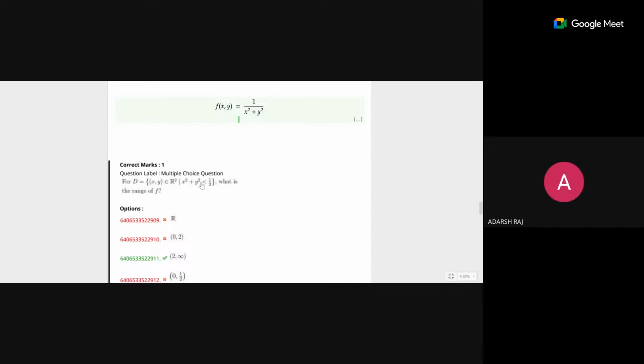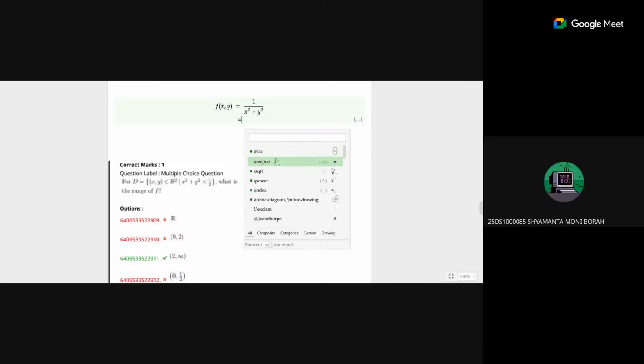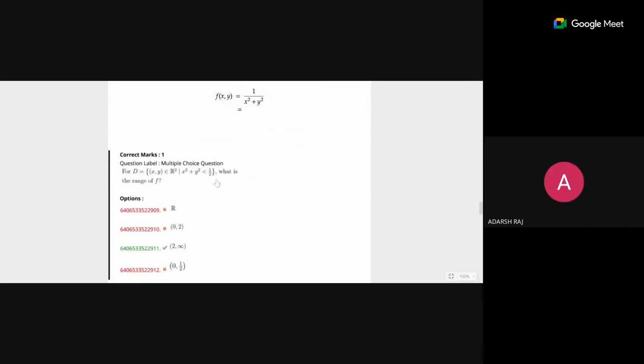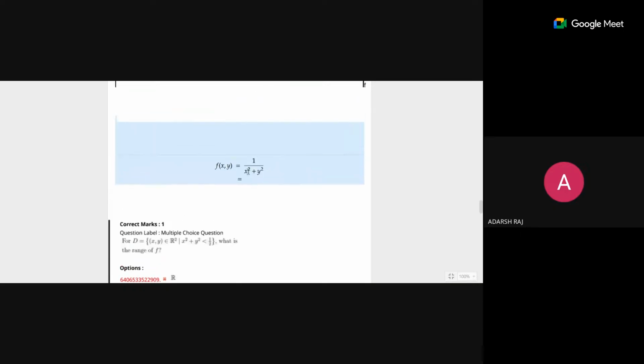So if you take the minimum value, this will be what? 1 by 2, no? Yes. So for finding the minimum value of this function, this value will be maximum, right? This quantity will be maximum.